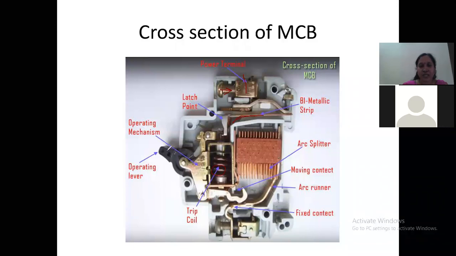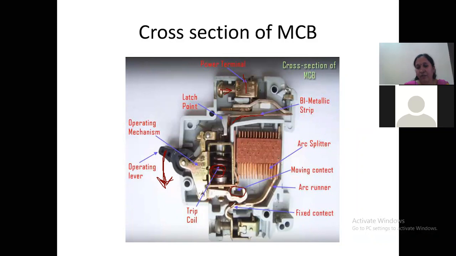Okay, so this is in the on position. When you want to switch off, you can just move this operating lever downwards. Okay, now the switch is in the on position. Okay, MCB is in the on position. Okay, so this trip coil is going to energize, and it is going to release the operating lever so that it will be downwards whenever the fault occurs. Okay, so this is some moving contact for the movement of the operating mechanism.